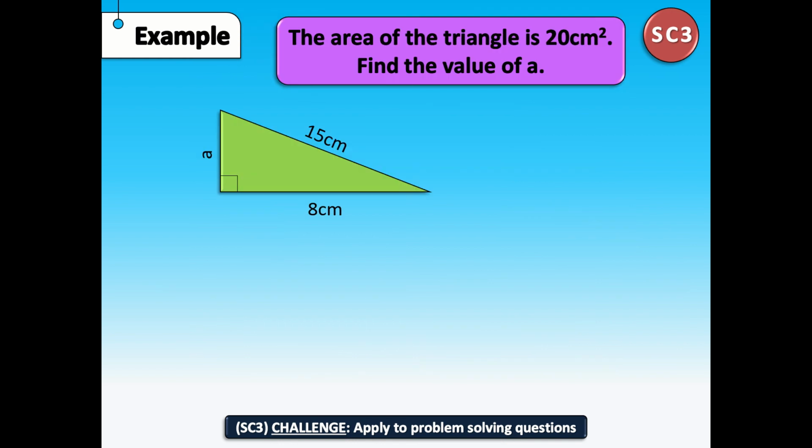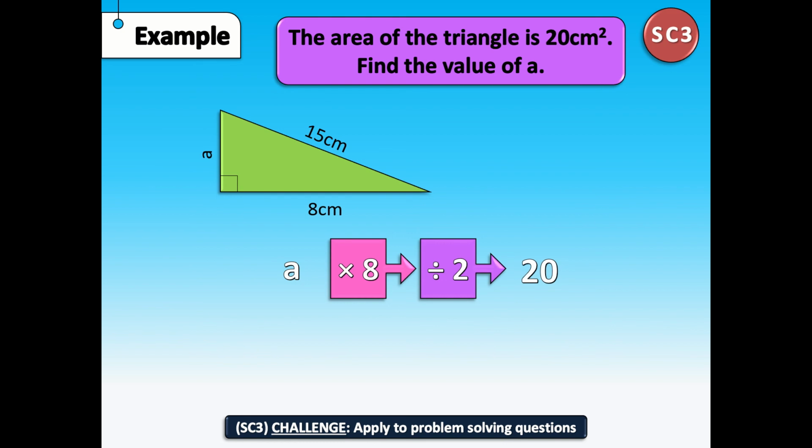In this example, the area of the triangle is 20 centimeters squared, and we want to find the value of A. So we write down what we're doing to A. So to find the area of the triangle, we do the height times by the base, which is 8, and then divide it by 2. And that gives us the area, which is 20.